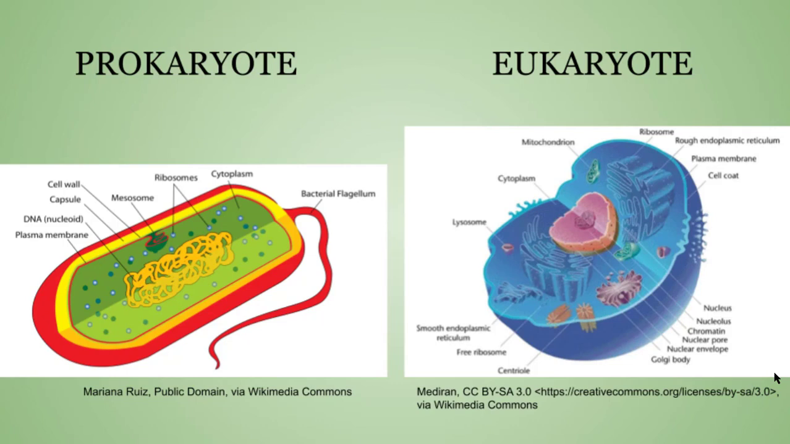Look at these two cells. They are both unicellular organisms, meaning they are made up of one cell. At first look, they seem very different. There are several distinguishing features. But there is one difference between the two that defines them.